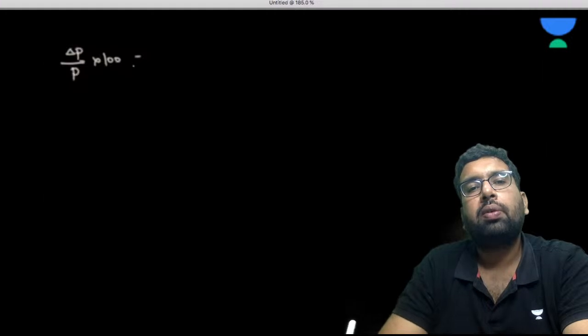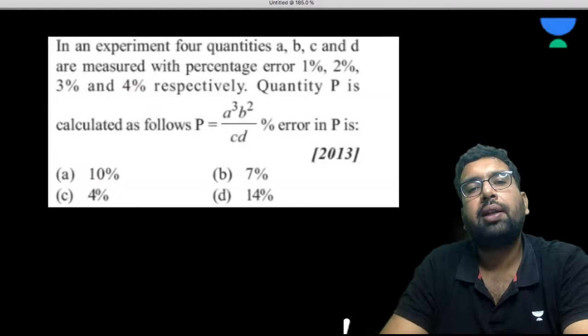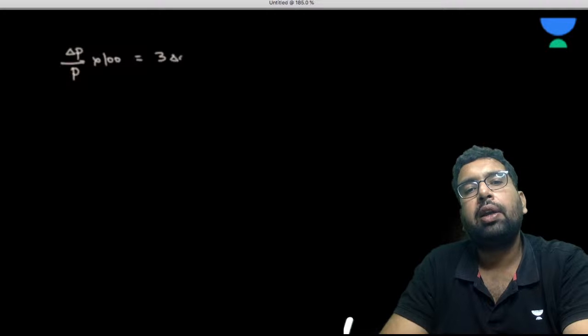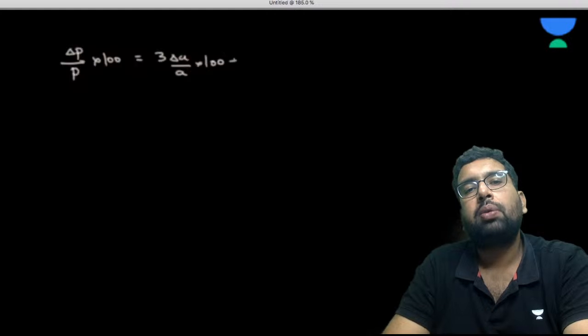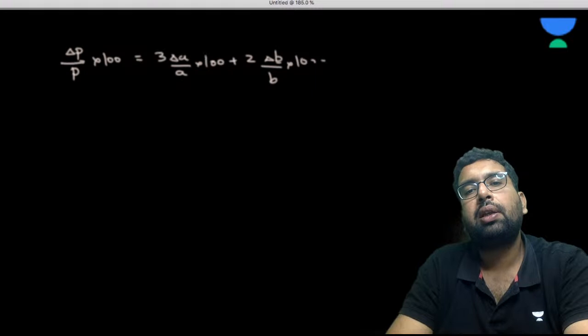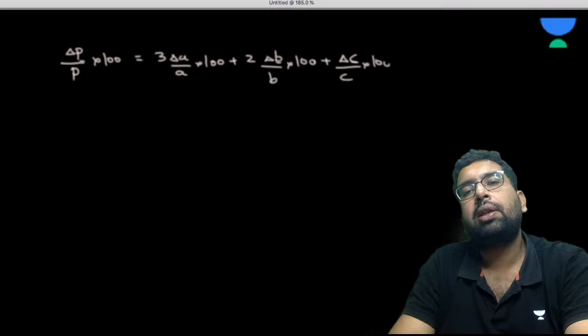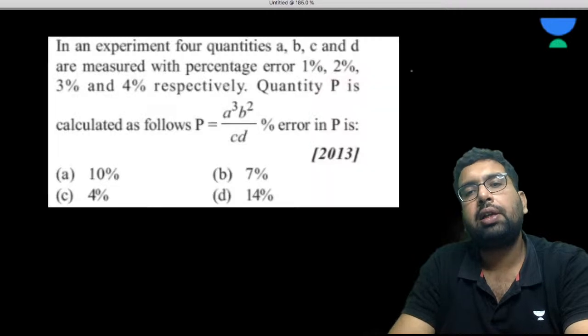is equal to 3 times delta A by A into 100 plus 2 times delta B by B into 100 plus delta C by C into 100 plus delta D by D into 100. So we know how to deal with errors, right?